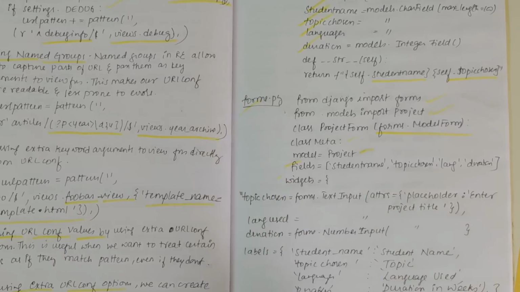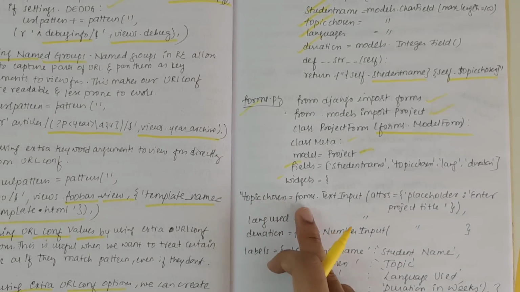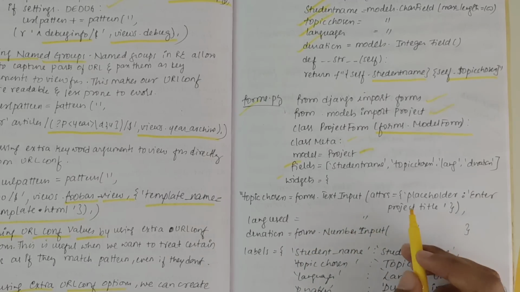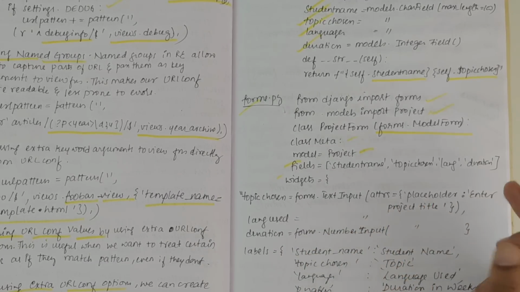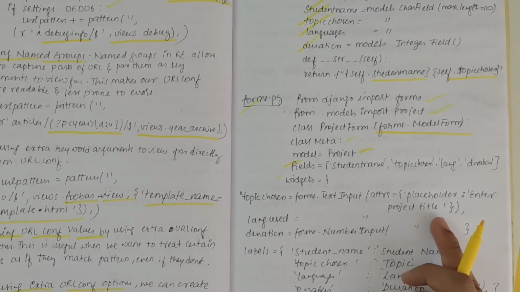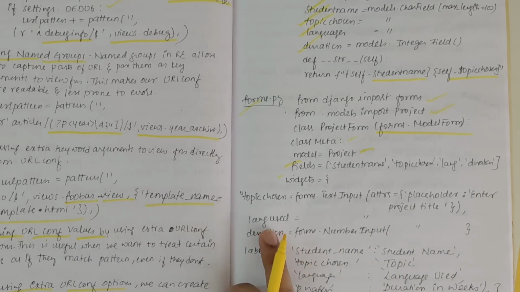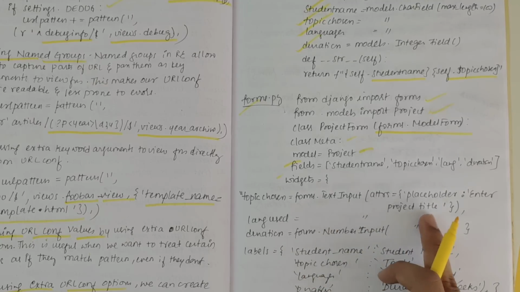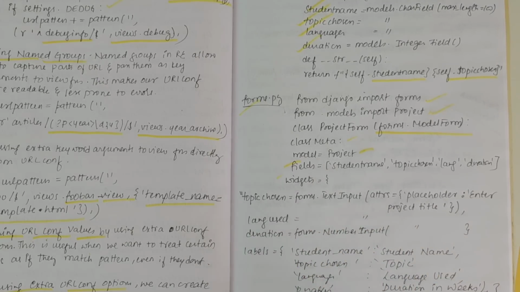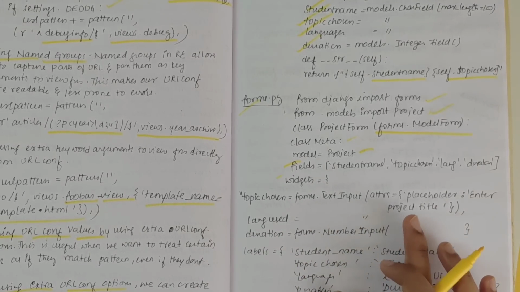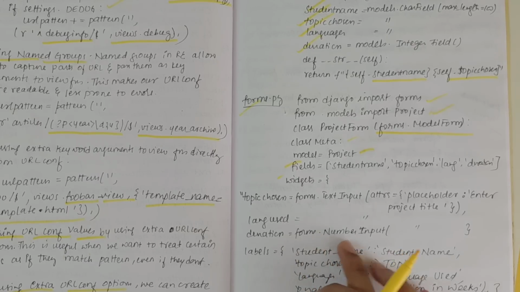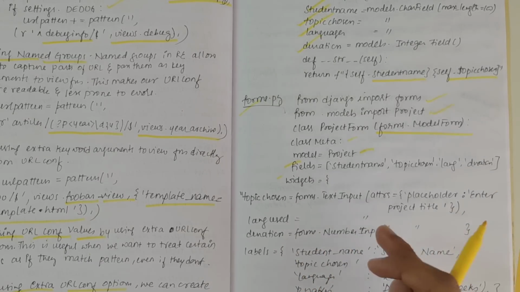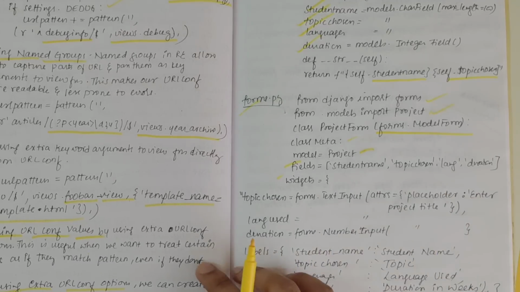Again, specifying the widgets now. Topic chosen is equal to forms.TextInput. For topic chosen, I have to give the input, right? So attrs is equal to placeholder, enter the project title. So I'll be entering the project title. Followed by that, the language name also holds the same. forms.TextInput, attrs is equal to placeholder, enter the language used. Again, next I have the duration. For duration also it is the same, but forms.NumberInput. Here I am entering the number input. Attrs is equal to placeholder, enter the duration in weeks.